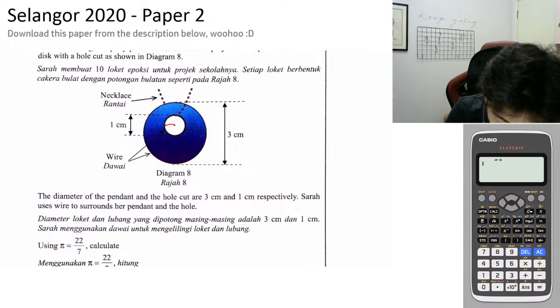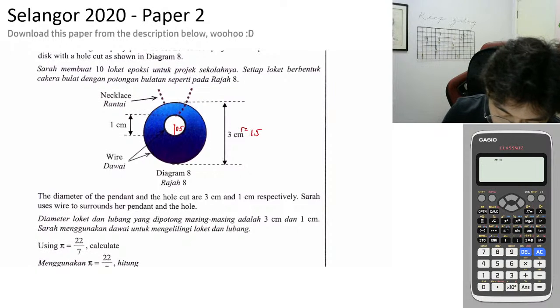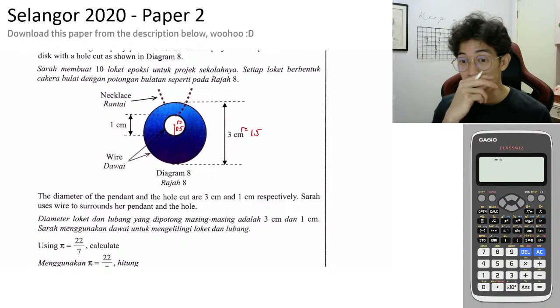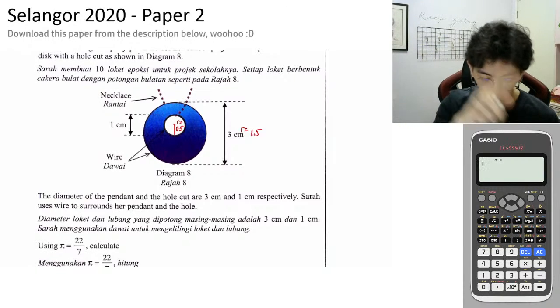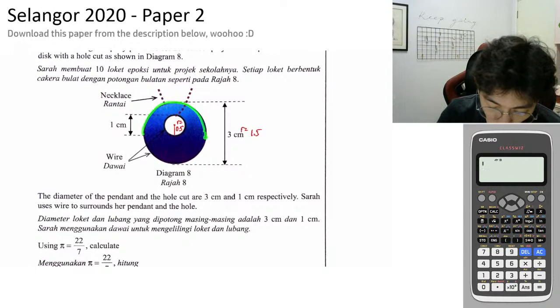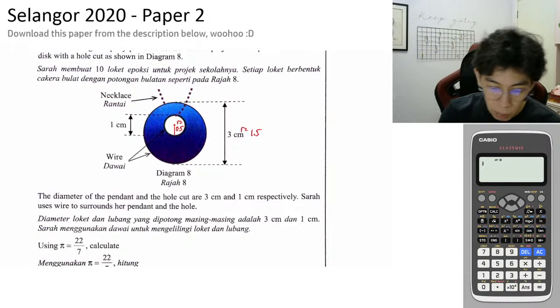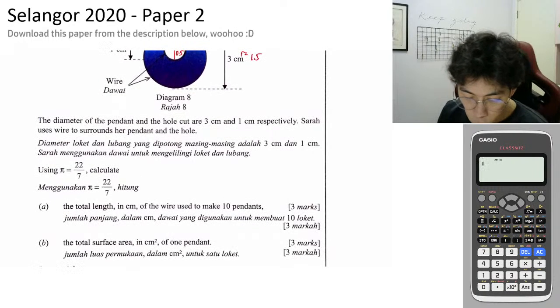Everyone, I will just straight away change it, because I always take radius. So that's why you see I change straight away. Radius. Then Sarah uses wire. This is the main thing, everyone. Sarah uses the wire to surround her pendant. So this is what they mean. Surround the pendant. You get what I mean? It means there are 2 circles there. Find the total length in cm of the wire used to make 10 pendants.